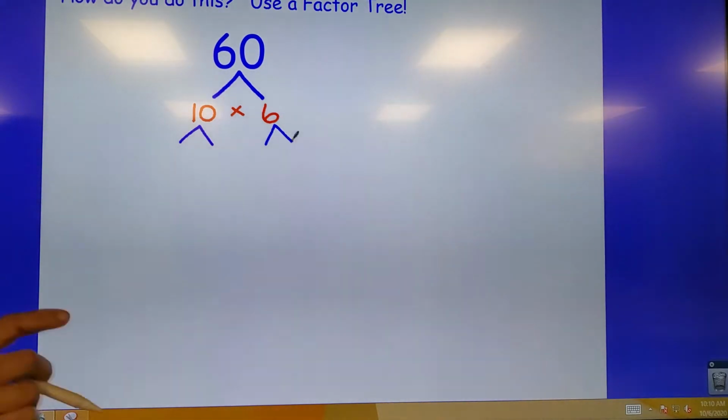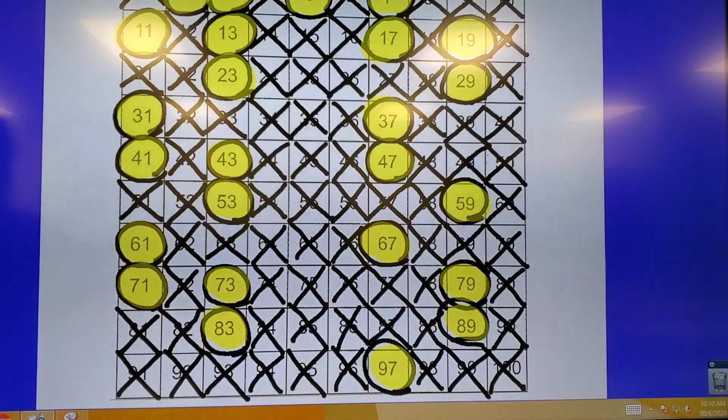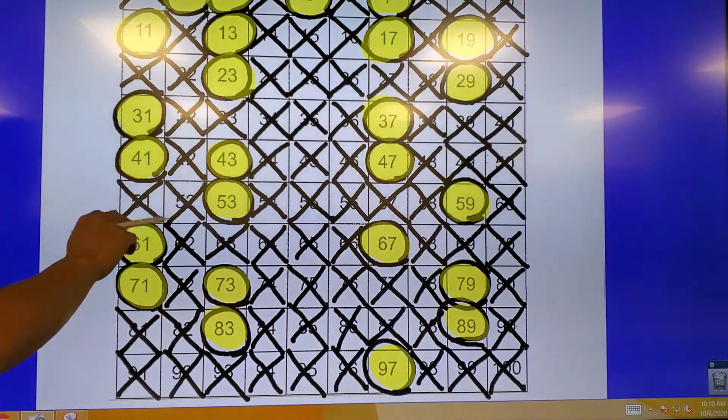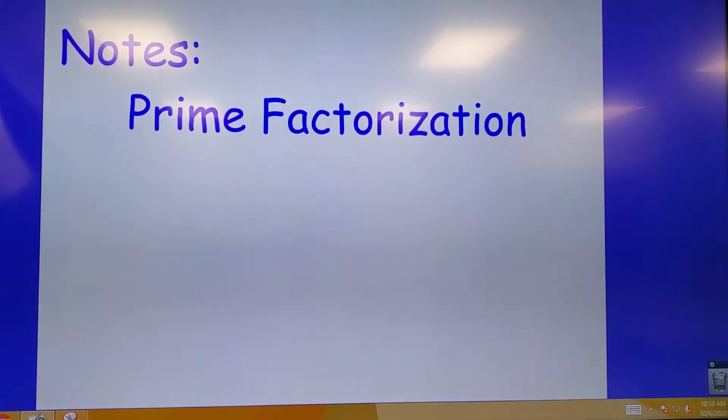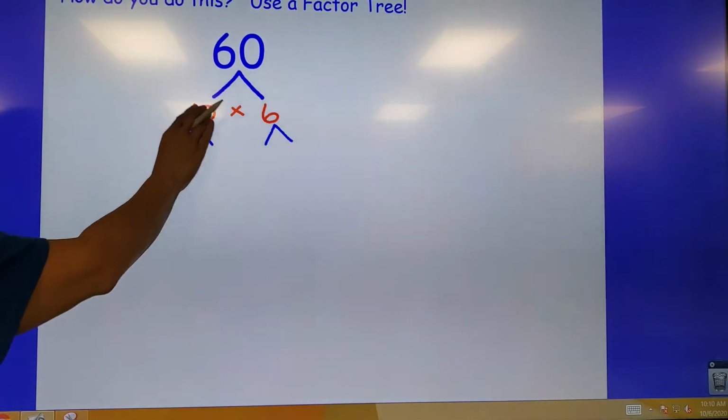Now, if you struggle with this, remember that you have this chart here that we talked about the other day, where you have your list of prime numbers, okay? So that's the list that we need to use, and hopefully you either have that chart or you just wrote down the prime numbers in your notebook. Okay, so since 10 and 6, neither one of them are prime, I'm going to have a tree off of them.